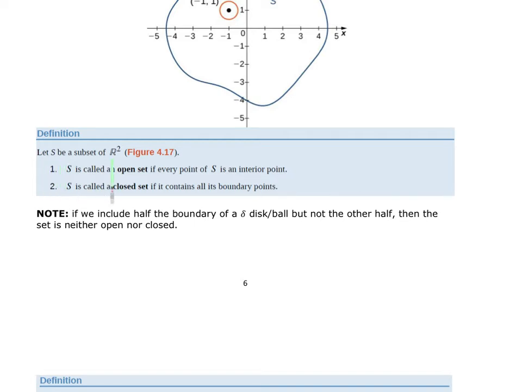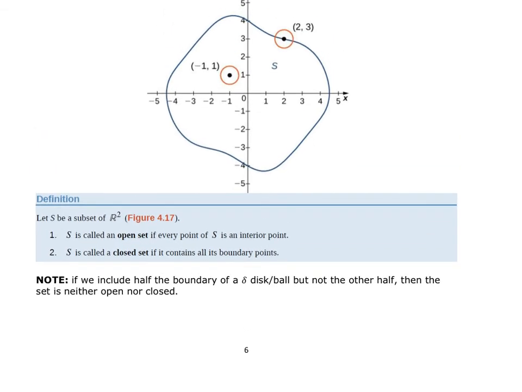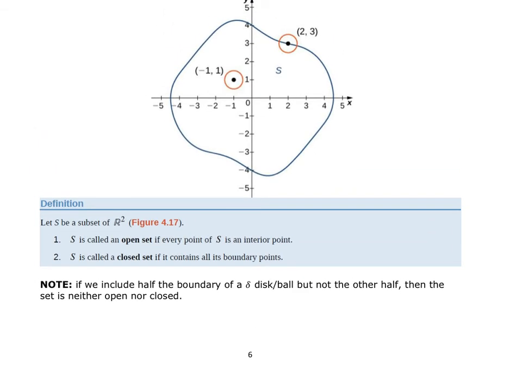Let S be a subset of R2, so we're back in XY. S is called an open set if every point in S is an interior point. That means I don't have any of these points sitting out here on the boundary. It's called a closed set if I get to include these boundary points, kind of like the endpoints in an interval when we are looking in just the line.